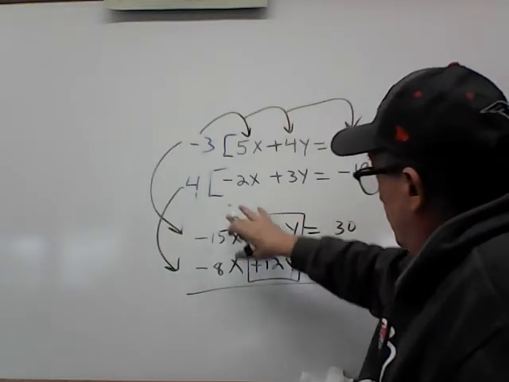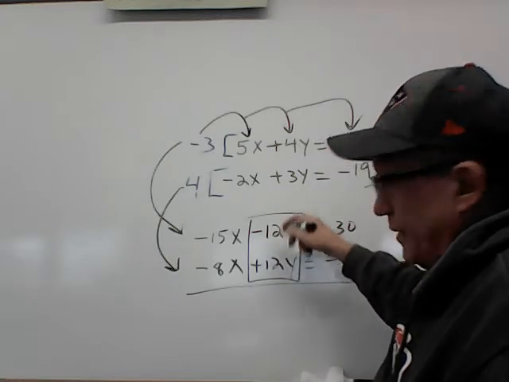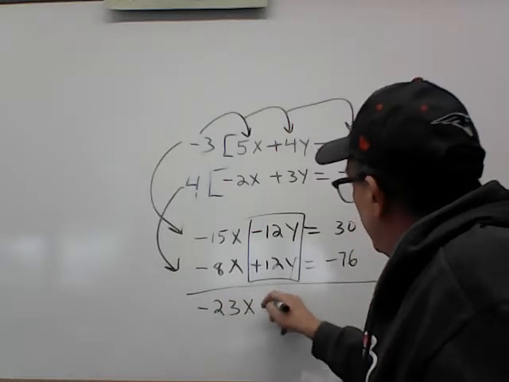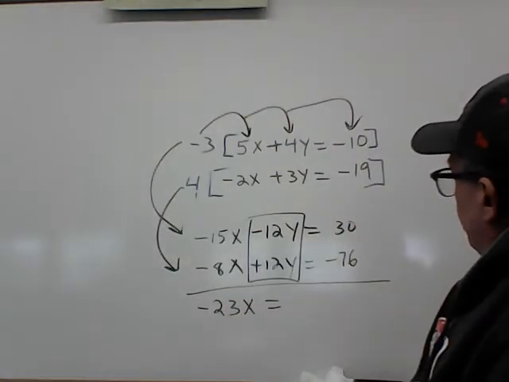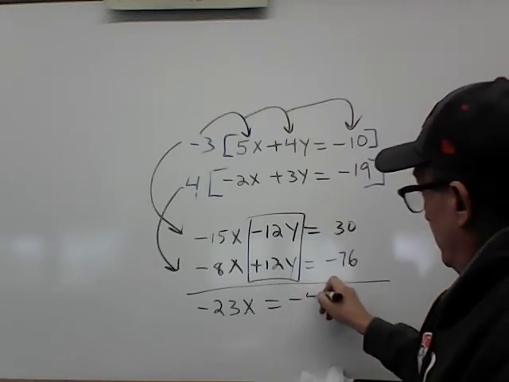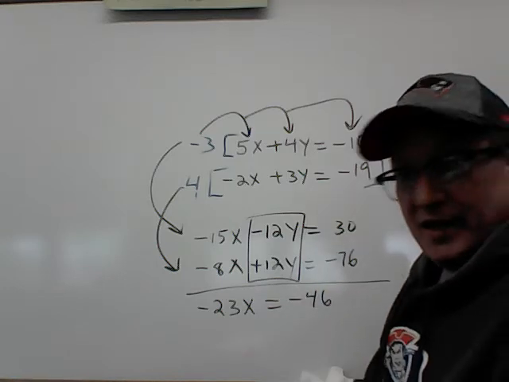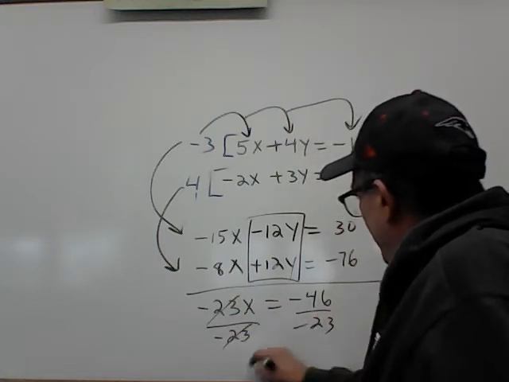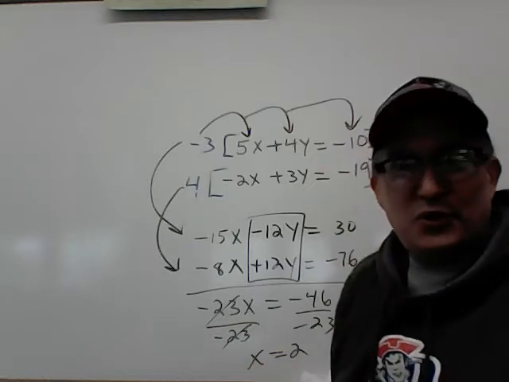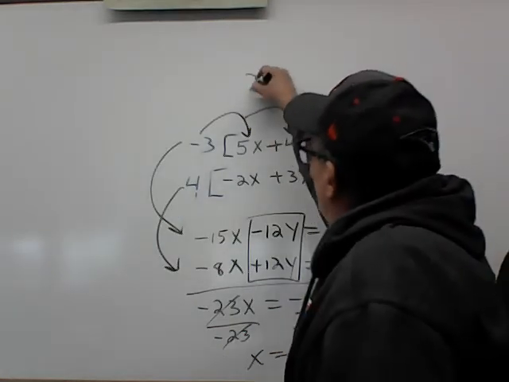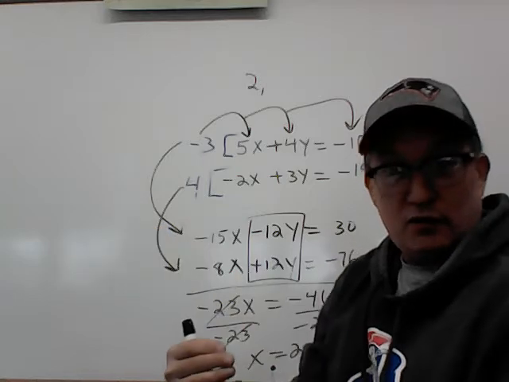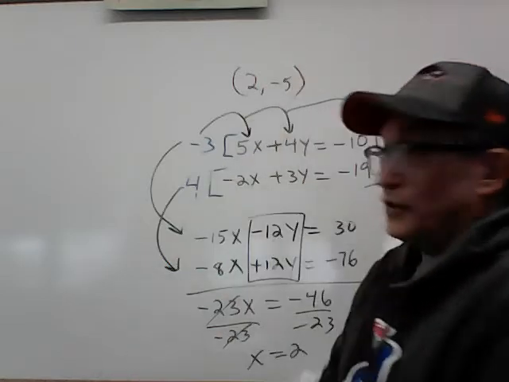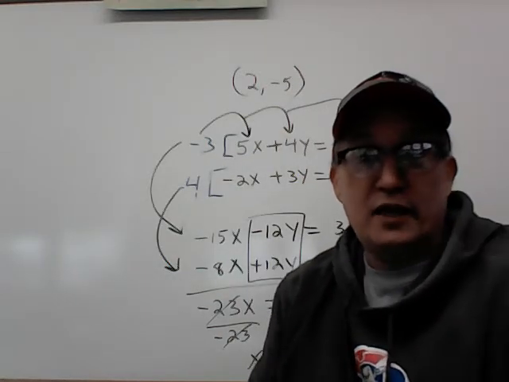Adding the two left sides, these y terms get eliminated, they add to 0, and we get negative 23x equals, and then over here, negative 46, right? Dividing each side by negative 23, canceling, look at that, x equals 2. And so, remembering from previously when we solved for y, we got y was negative 5. So, there's the solution, x equals 2 and y equals negative 5.